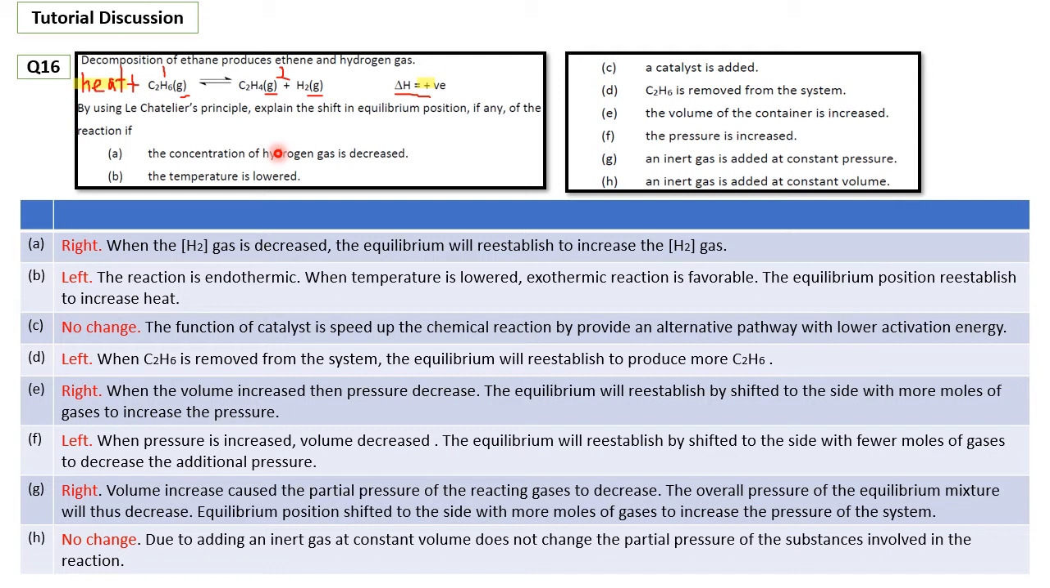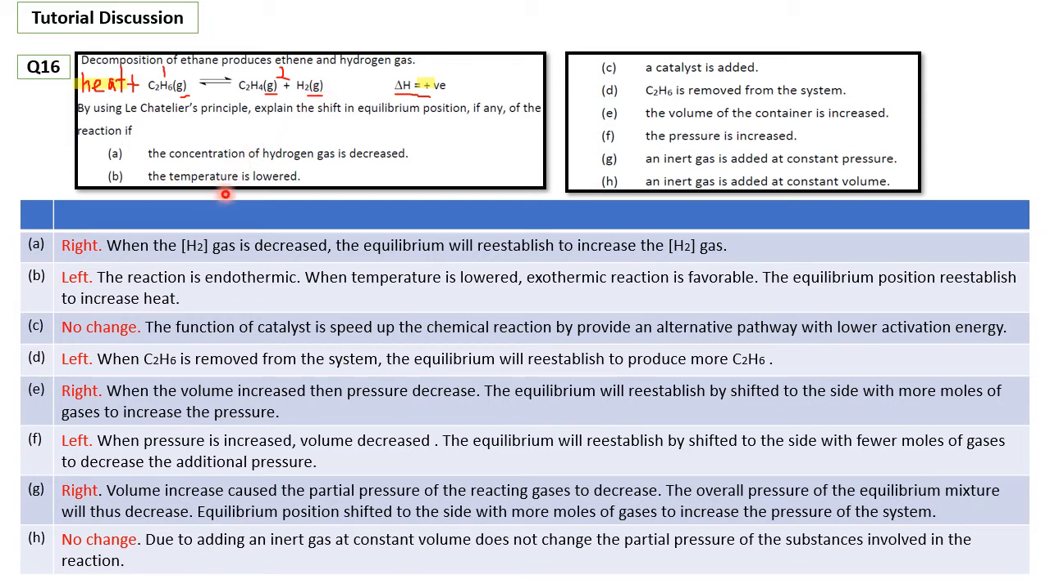Let's solve one by one. The concentration of hydrogen gas decreases. Now the system will try to increase the concentration of hydrogen back. So the system has to shift to the right side to re-establish the equilibrium, increasing the concentration of hydrogen gas.